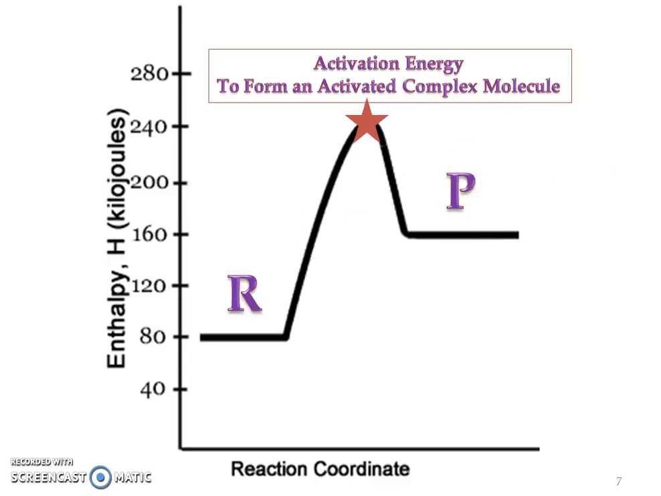It's kind of hard to explain. We will explain that in a little bit more detail in the coming chapters. But right now, all you need to know is that the reactants need this much energy to reach this hill. And again, that's called activation energy. That's enough energy to make what's called the activated complex molecule.